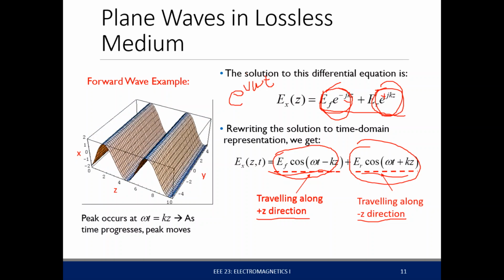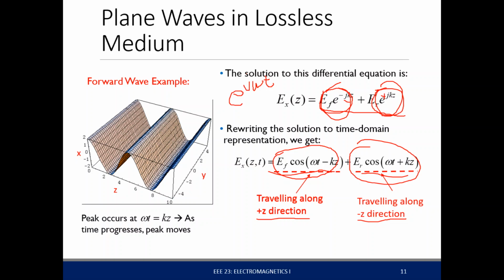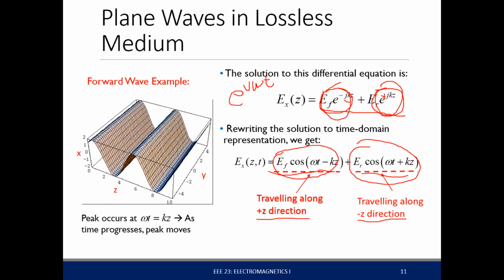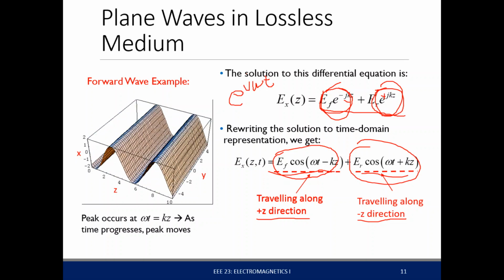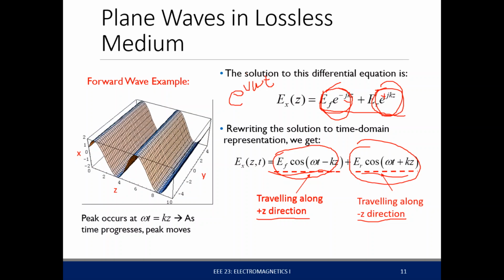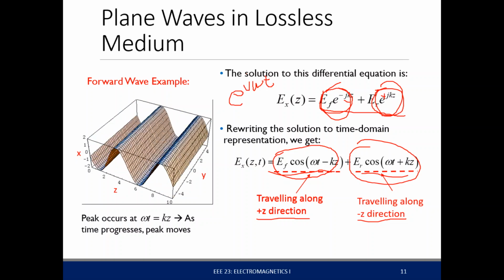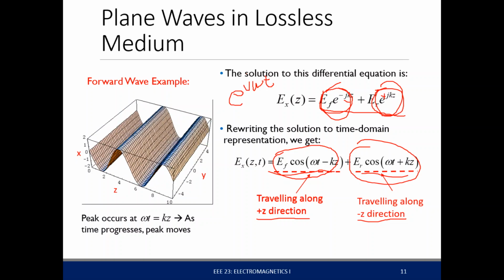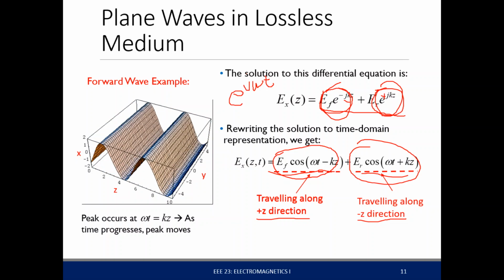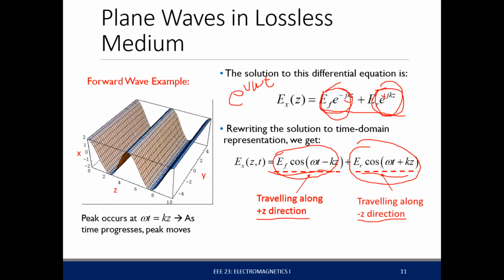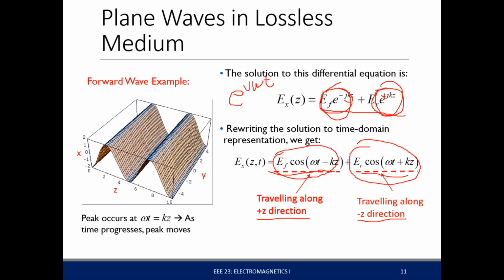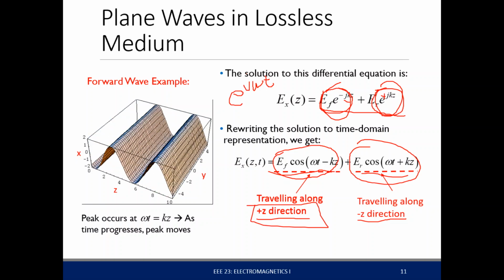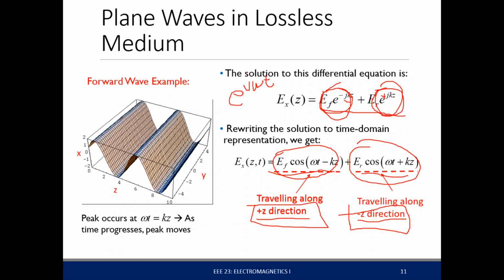So that means if we have some source of electric field that changes in time in a sinusoidal manner, this change in time of your electric field actually creates a forward propagating electric field and a backward propagating electric field. So one travels in a positive z direction and another travels in the negative z direction.